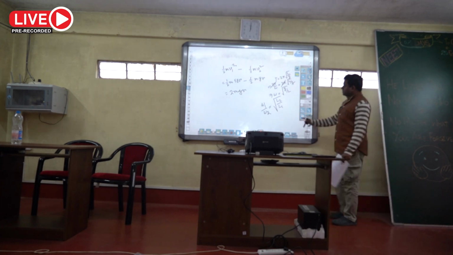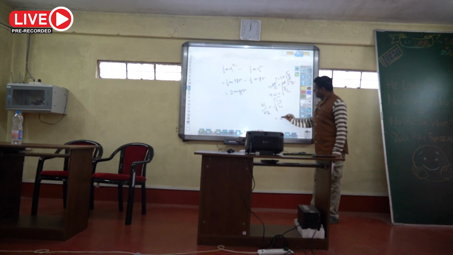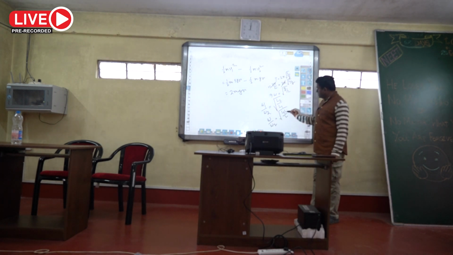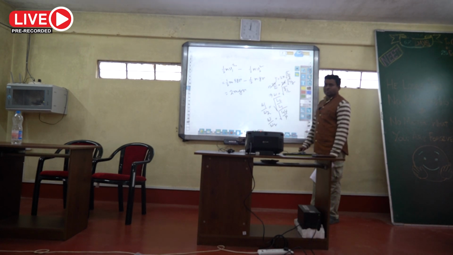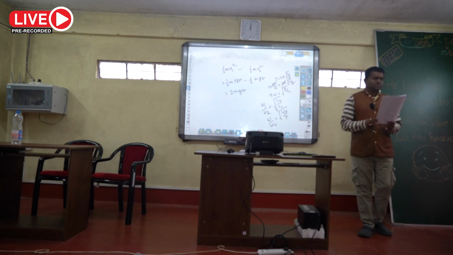So initially the length I consider L, then the final length will be 4L, and this is omega initially, now it is omega 2, then omega 2 will be omega by 2. So option 1 is correct.